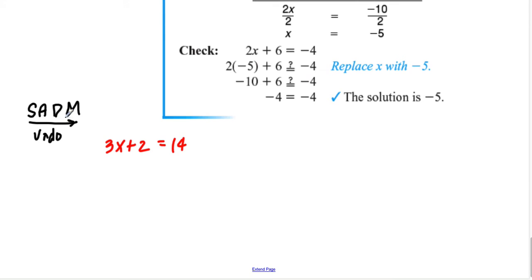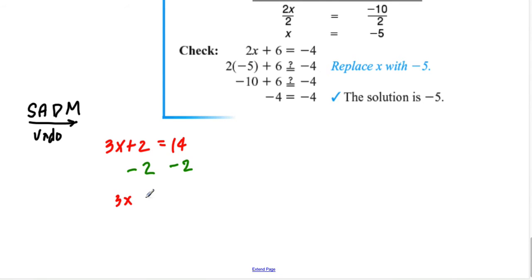Okay, so remember, we undo. This is how our two-step equation goes. So we have 3x plus 2 is equal to 14. The first operation we need to undo is plus 2. Since we're adding 2, the inverse operation of addition would be subtraction. So in order to undo positive 2, we need to subtract 2 from both sides of the equation.